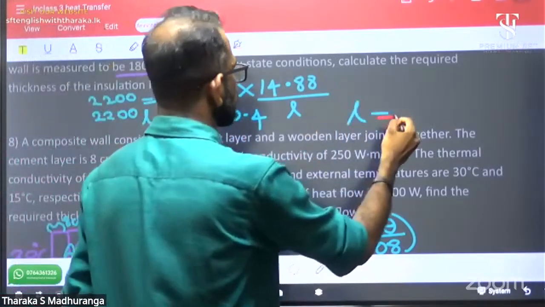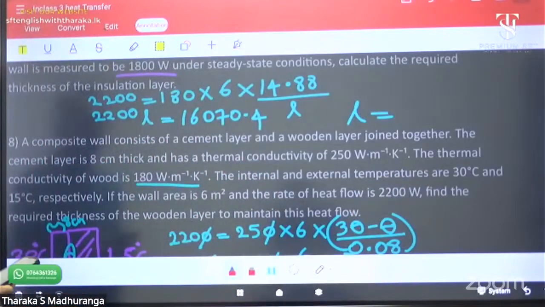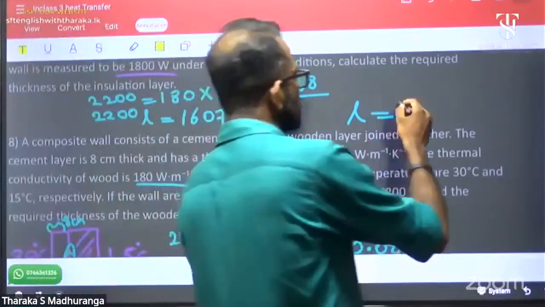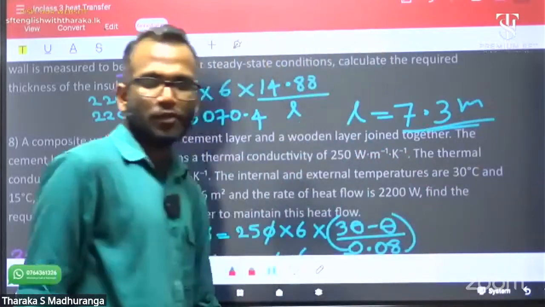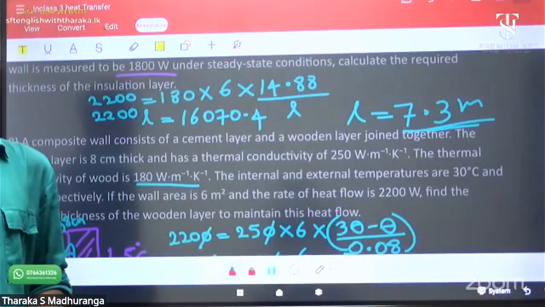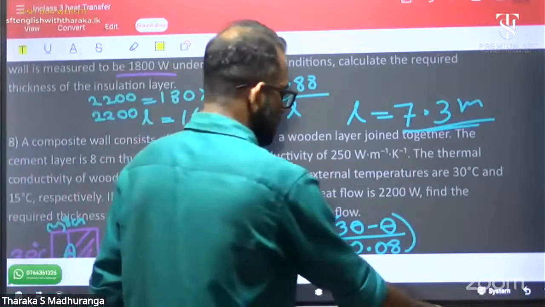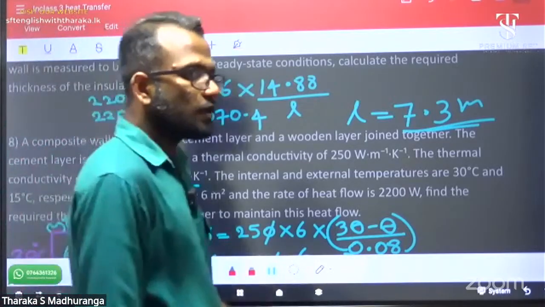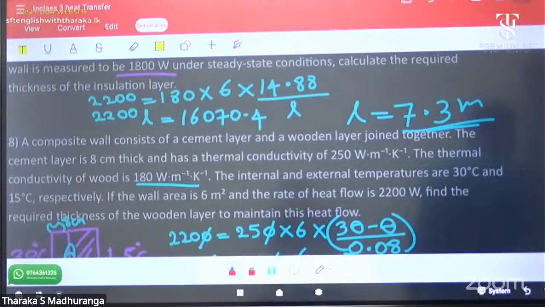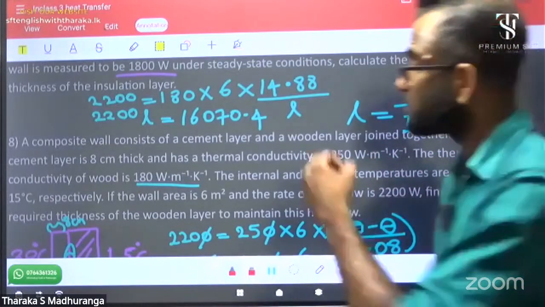Now L equals 7.3. That one also in meters. Both questions. Okay, this is the L requirement, the length requirement. Okay. In the heat lesson, all questions completed. Everything discussed.